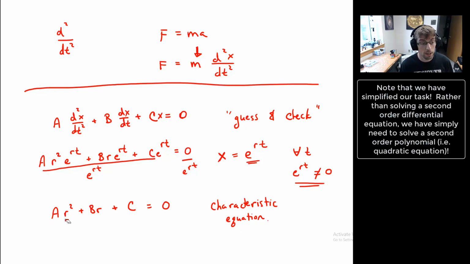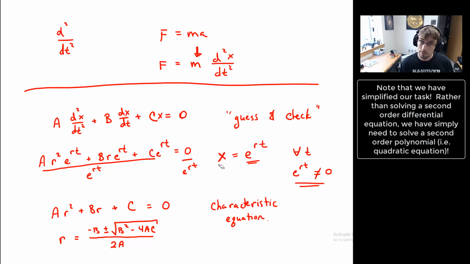So you say, well, I've got this. This is no problem. I have a quadratic equation. And so I know that the solution is simply the quadratic formula, r equals negative b plus or minus the square root of b squared minus 4ac, over 2a. And we're done.